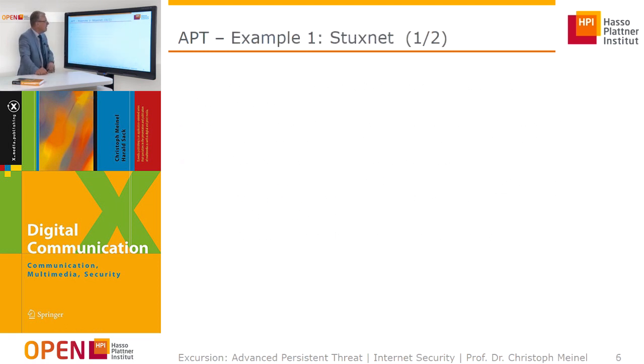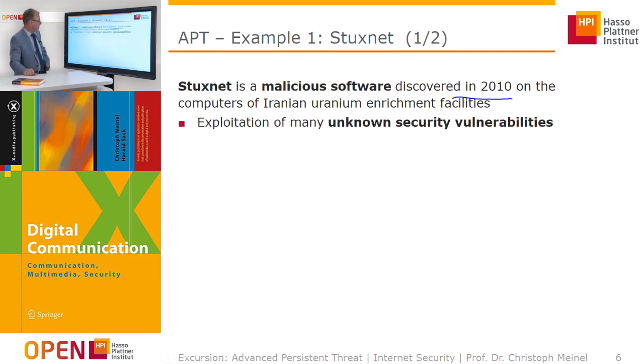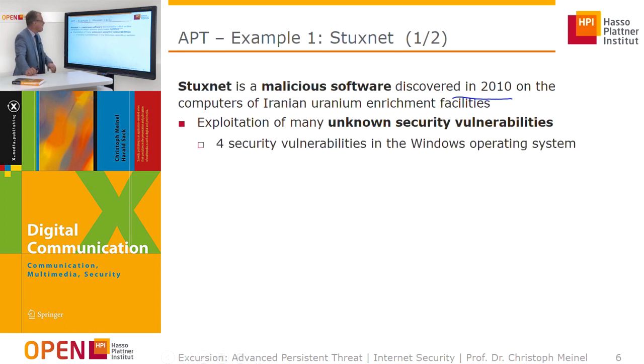So when I later on start to show you an example, we can see this in more detail. I want to give two examples. The first example is Stuxnet. I'm quite sure you have heard about Stuxnet. It's a malicious software which was discovered in 2010 on the computers of Iran's uranium enrichment facilities. Stuxnet exploited a number of security vulnerabilities that were unknown up to that time.